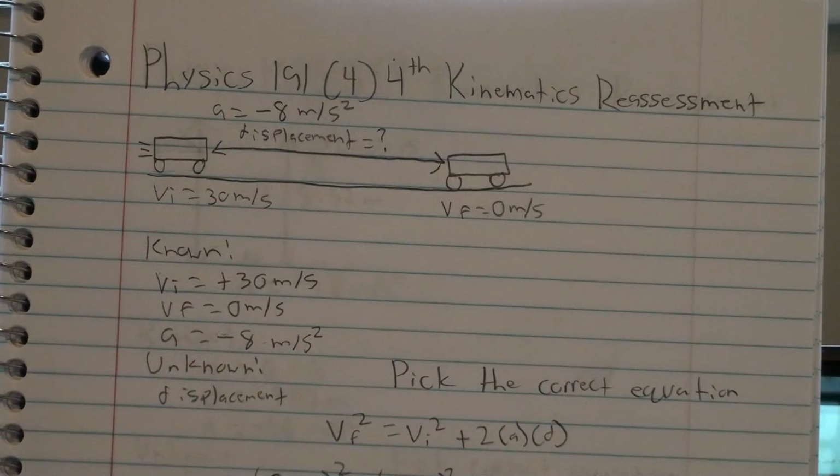So, as mentioned in the email this video is attached to, Andrew is approaching a stoplight moving with a velocity of 30 meters per second. The light turns yellow and Andrew applies the brakes and skids to a stop. If Andrew's acceleration is 8 meters per second squared, then determine the displacement of the car during the skidding process.